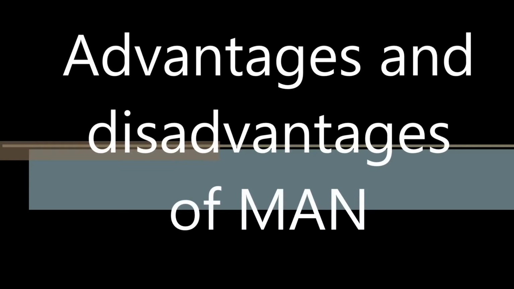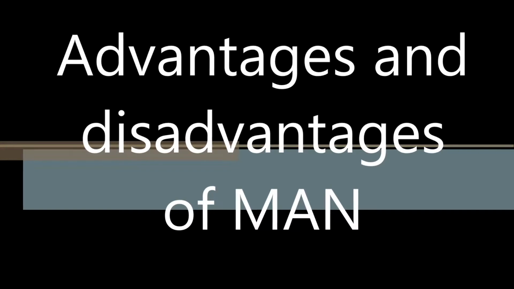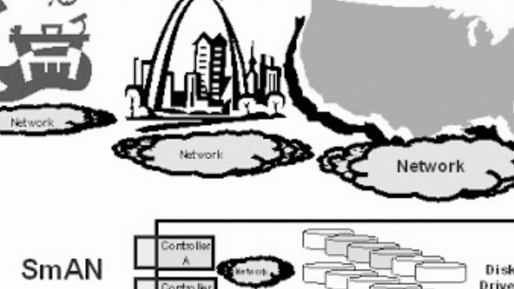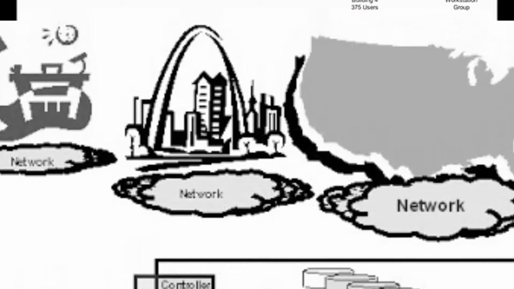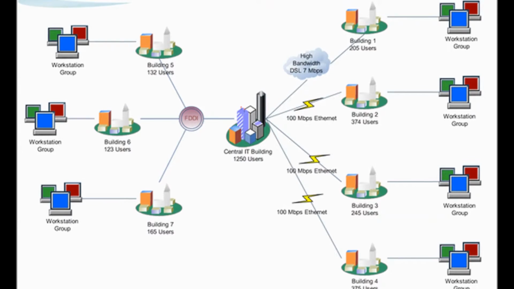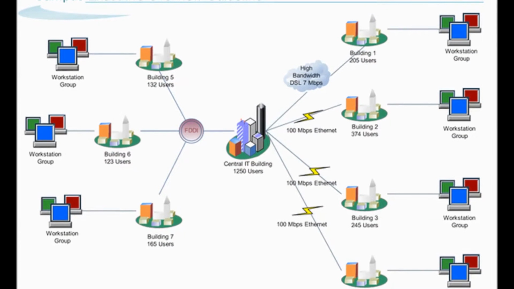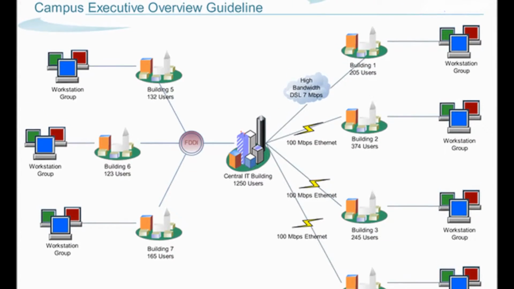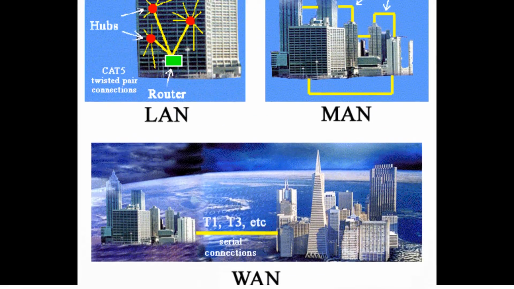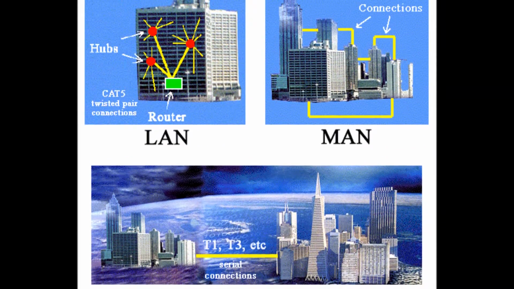Now let's talk about the advantages and disadvantages of MAN. The advantages of metropolitan area network are that it provides a good backbone for a large network and provides greater access to WAN. A MAN usually encompasses several blocks of a city or an entire city. It is most common to see MANs on university campus.